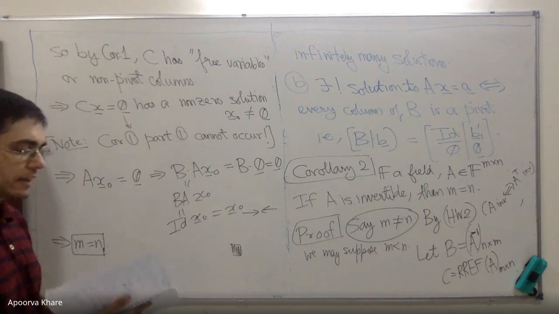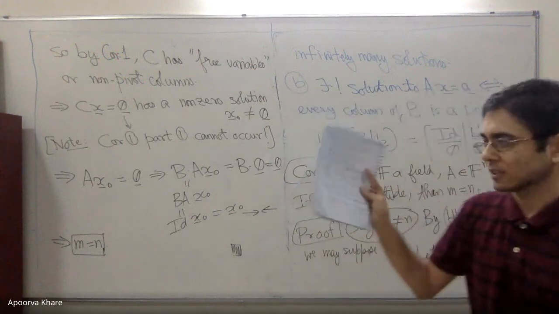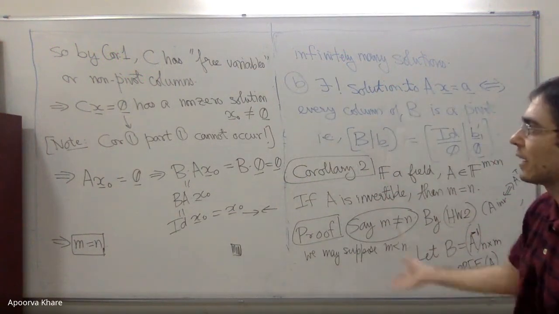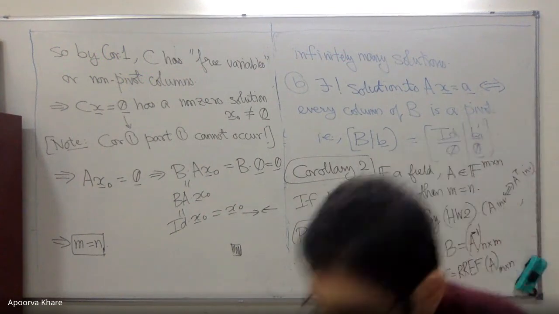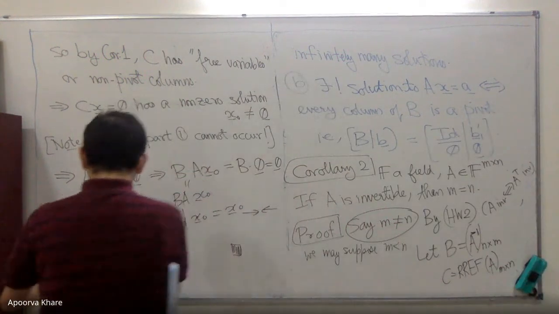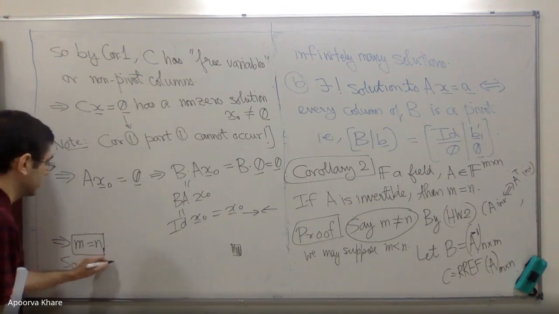I think I will take 5 more minutes and finish off this chapter. It's very little to do, just writing down more things than actual conceptual things. So what we've just proved here is that non-square matrices cannot be invertible.